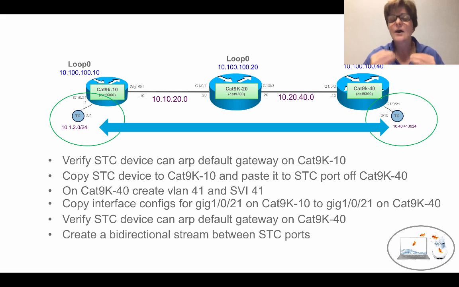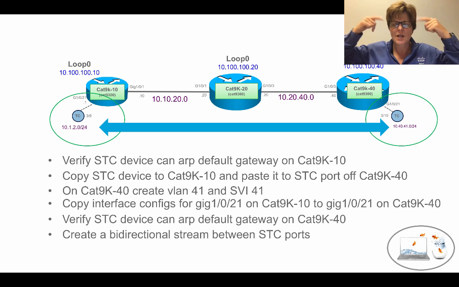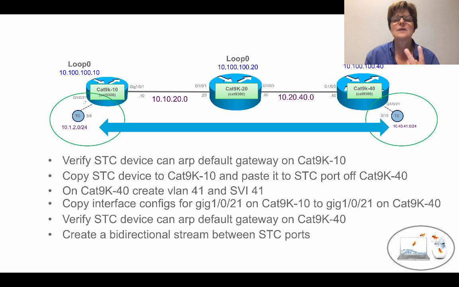Now, I will tell you that for years I have been using the Spirent TestCenter. It is what is known as a packet blaster. It can do other things as well. When I say I create a bidirectional stream, that's the way it comes across in my mind, but what you're going to notice is I'm going to create two unidirectional streams.